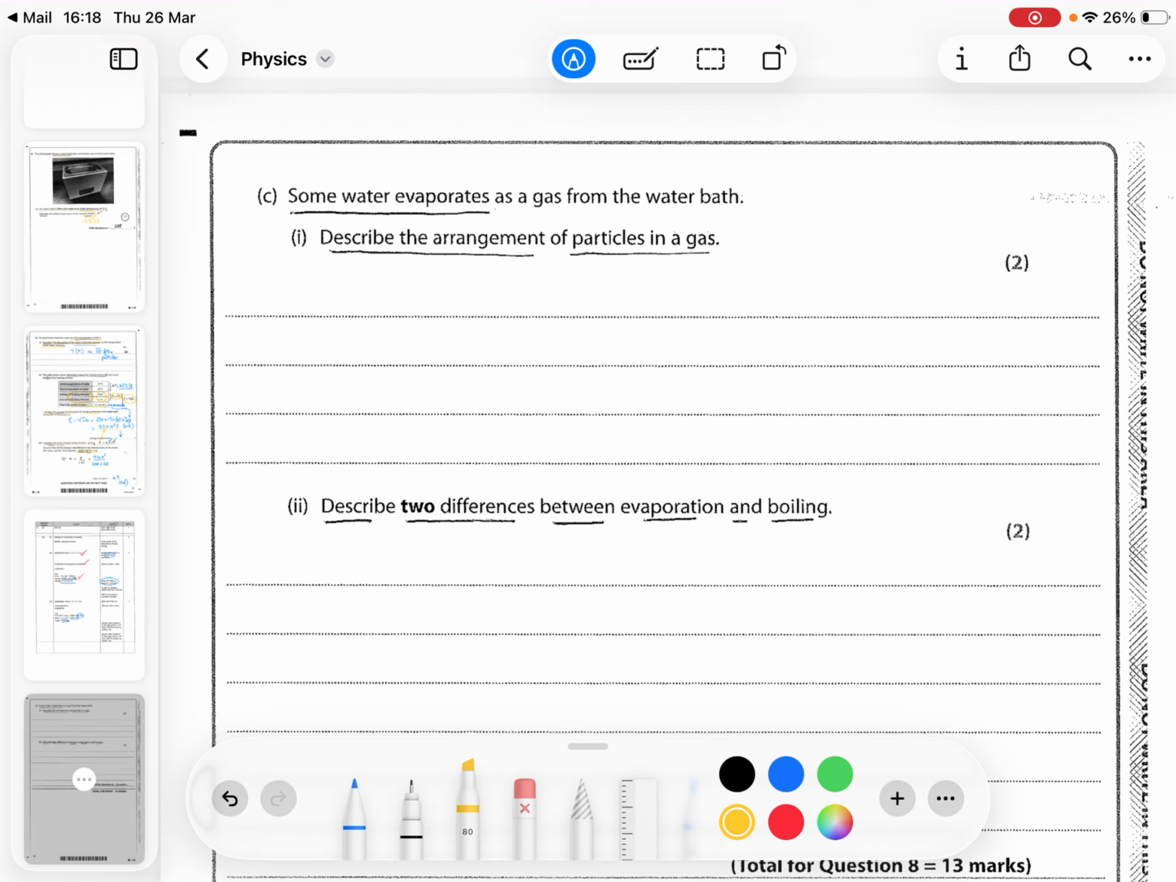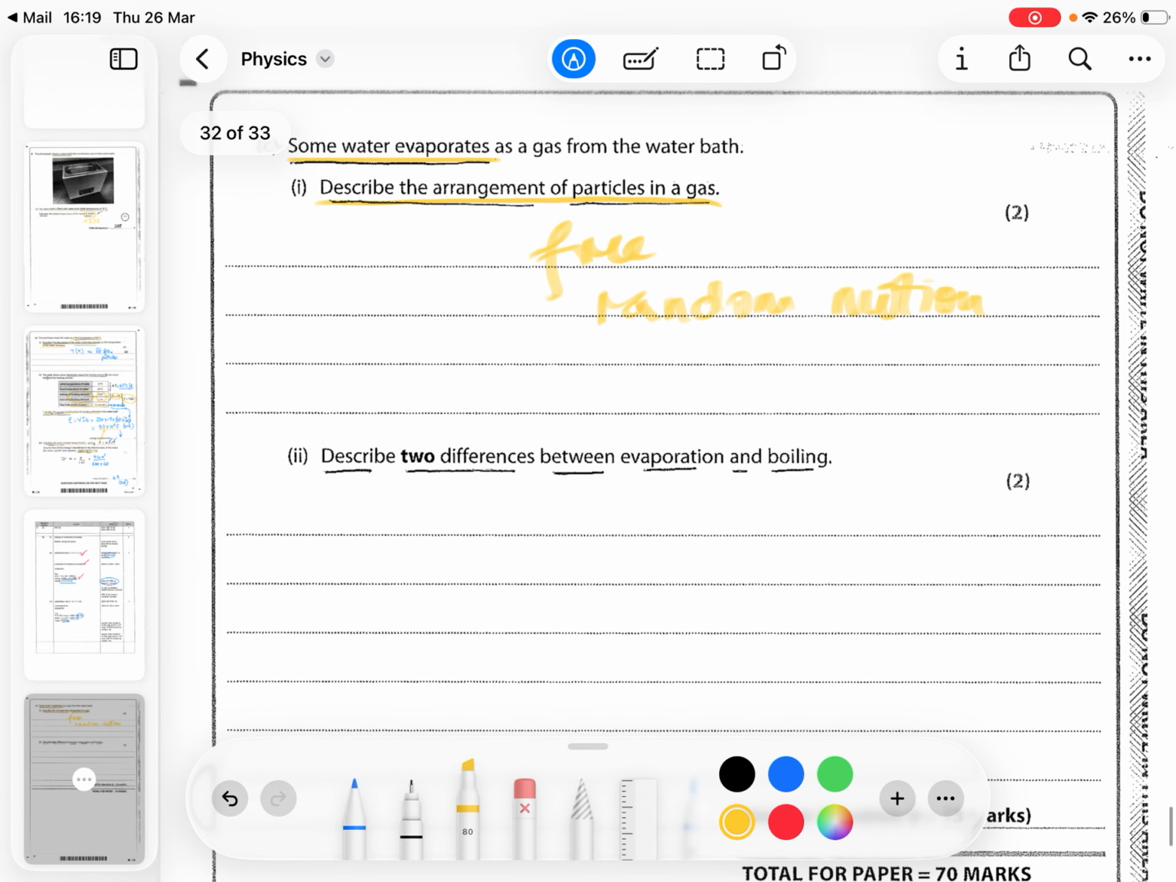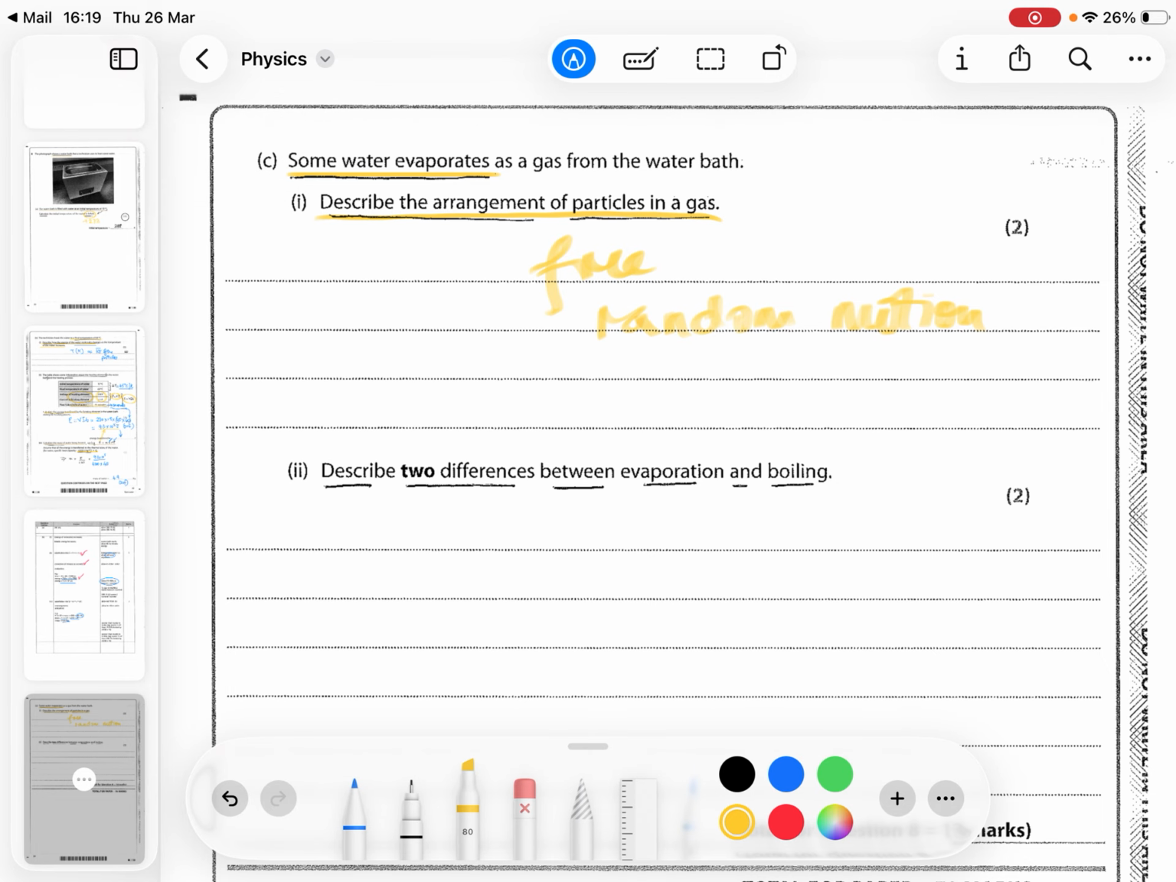Now 8c. Some water evaporates. Well, water evaporates from the surface. Describe the arrangement of particles in the gas. Well, they're free. They move randomly. Free, random motion. What else can we put? Free to move, random motion and move fast. High speed. I'm writing with the highlighter, sorry.